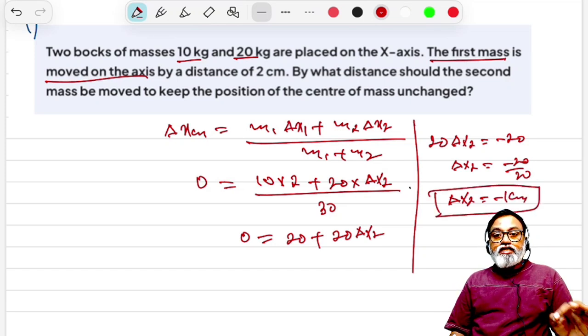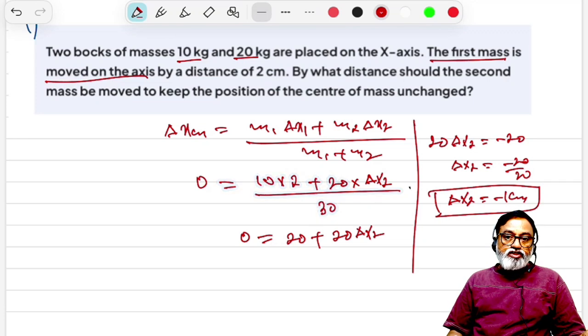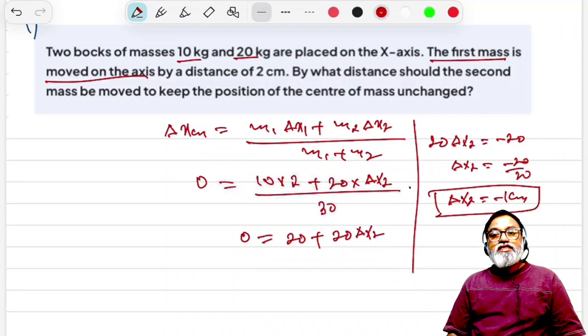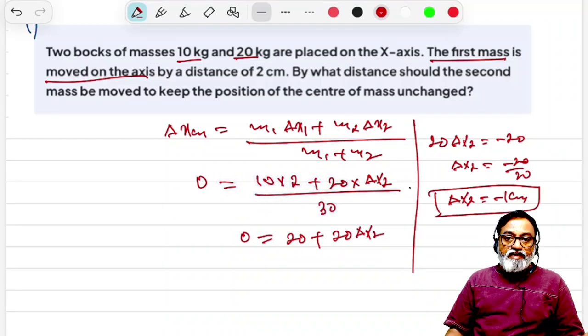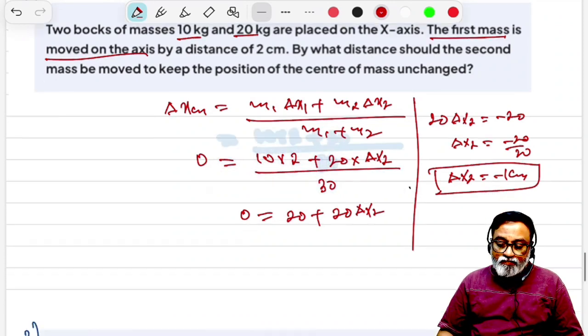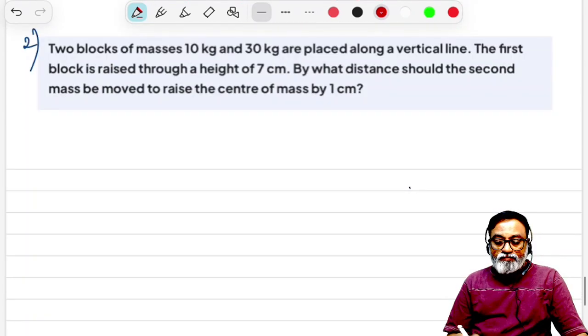This means the position of the center of mass does not change. If the first body moves towards the right, the second body should be moved towards the left. Otherwise, if the first body moves towards the left, the second body should be moved towards the right. Another problem based on this same concept.